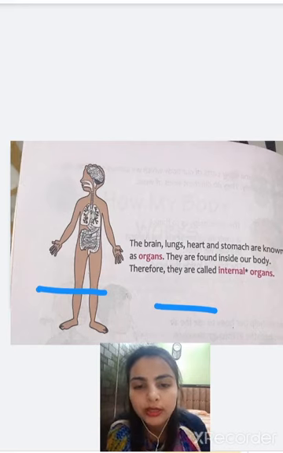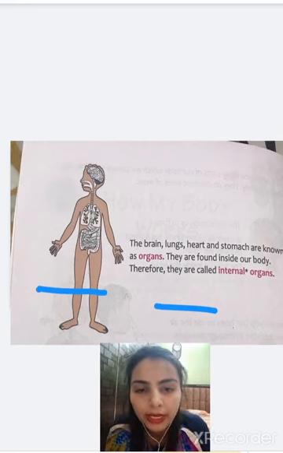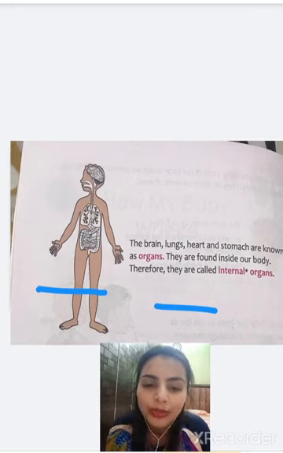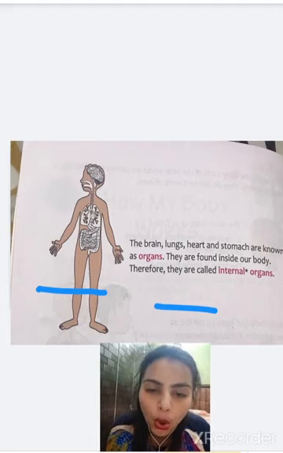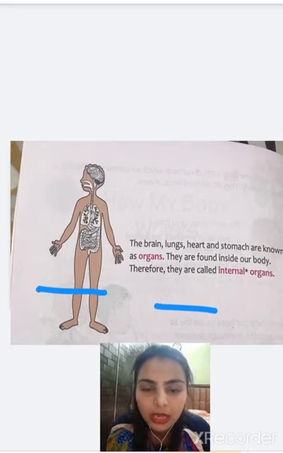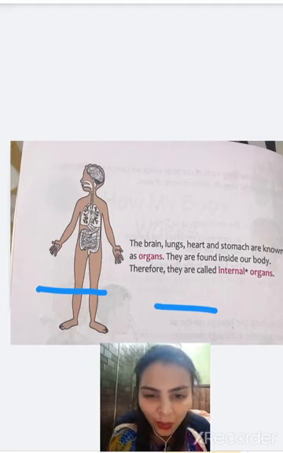Okay. So what is written here? The brain, lungs, heart and stomach are known as organs. Now got it? All these parts are called organs. What are these parts? These are the internal parts of the body. These are called internal organs. They are found inside our body. That is why they are called internal organs.